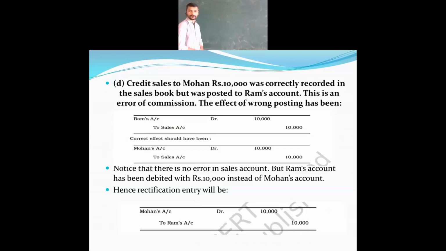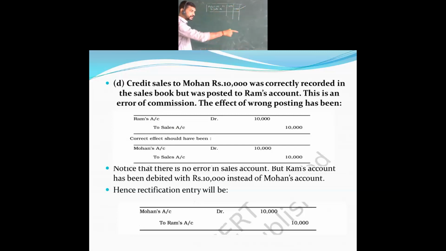It has been correctly recorded in the sales book. Like, what transaction do you first make? Mohan's account debit 10,000 to sales account 10,000. This is correct. But next, what has been told is that you have posted it in Ram's account. This is the correct entry for this.